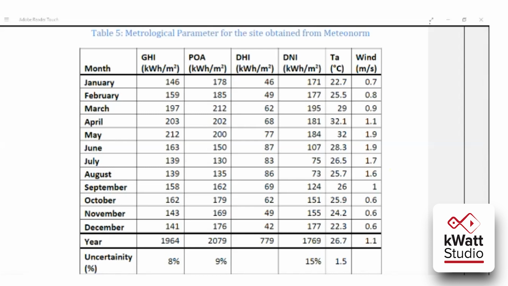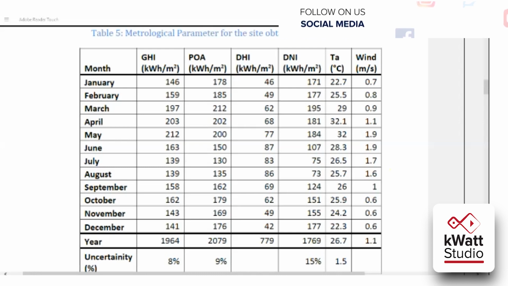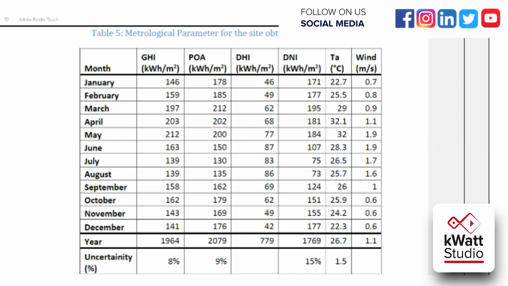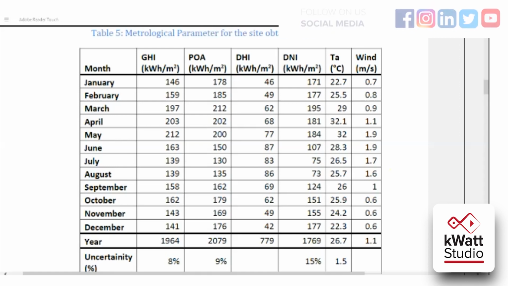TA is nothing but your ambient temperature. So ambient temperature in each month will vary. As you can see, in summer it will go high, and in winter it will decrease. And wind speed is also given. Meteonorm is nothing but a software. You have to download the Meteonorm software, and you have to get a subscription to it, and from there you can get the data.